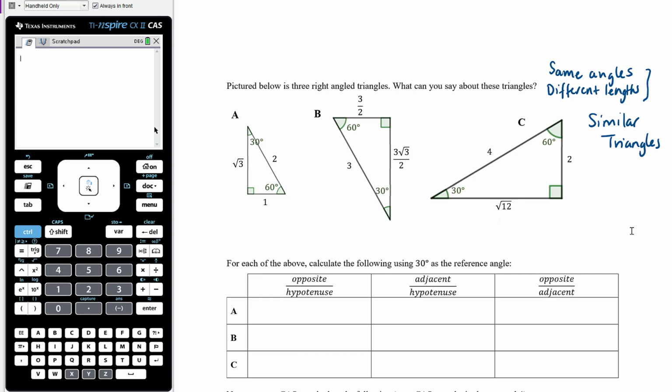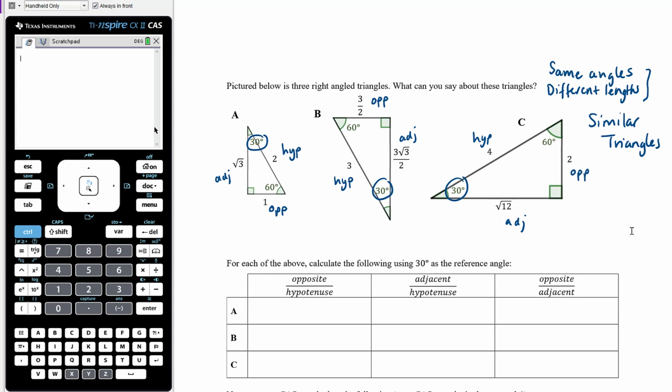Alright, so for each of the above, we want to calculate the following using 30 degrees as the reference angle. Okay, so 30 degrees is the reference, which makes this the opposite, and this one the adjacent, and this one the hypotenuse. Over here, 30 degrees is my reference angle. This is therefore my opposite side. This is my hypotenuse, my longest side, and this is my adjacent side. Here, 30 degrees is my reference angle. Therefore, this is my opposite. This is my hypotenuse up here, and this is my adjacent.